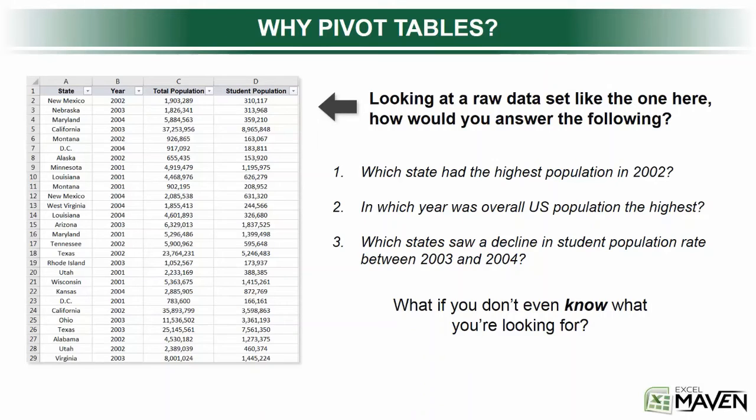And last but not least, what if you don't even know what you're looking for? So each of those 3 questions that we just talked about assume that you have some sense of the story or the trend or the insight that you're trying to expose. What if you're approaching a data set in a purely unbiased way, meaning that you don't know what the story is going to be, and you need an analytics tool that's going to help expose those insights for you? That's another key benefit of pivot tables, and another reason why they're such an important tool in Excel.